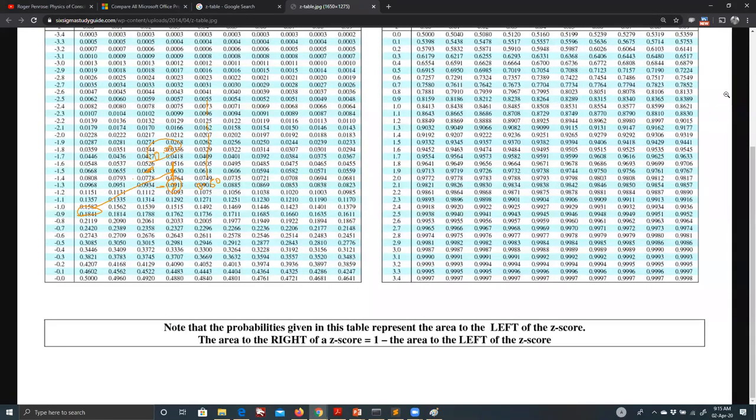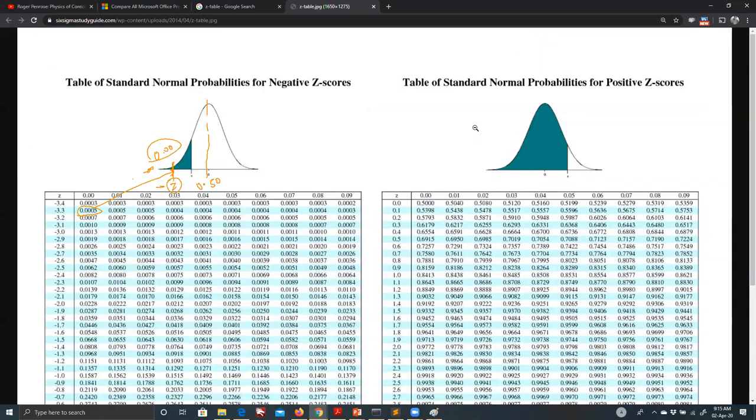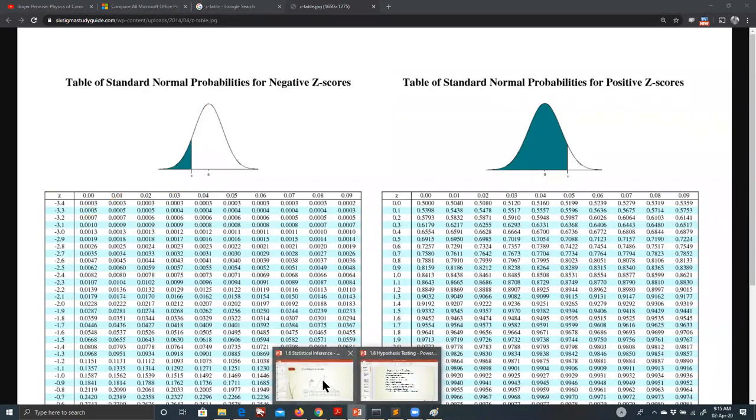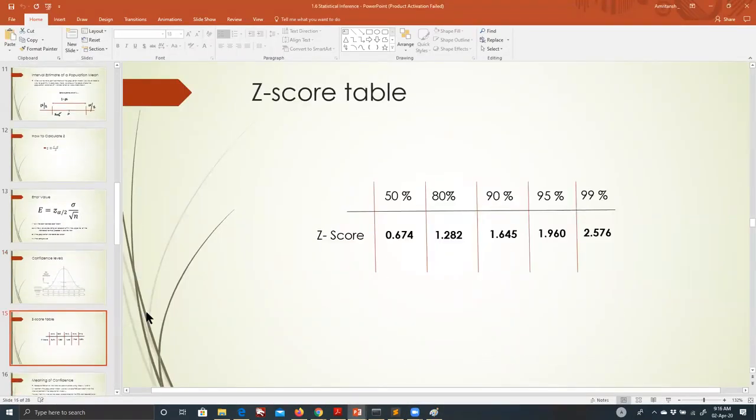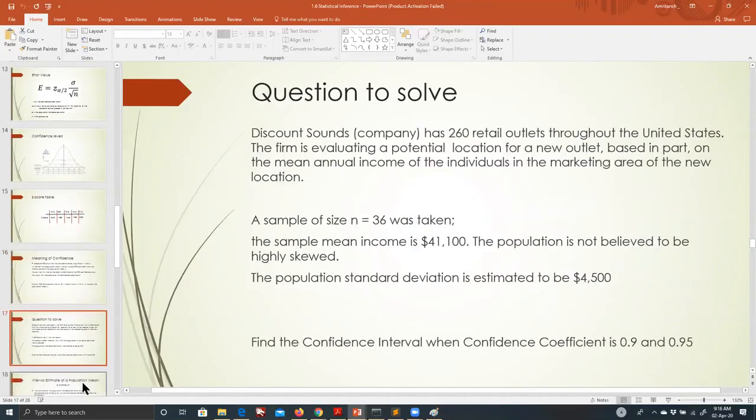Okay. The values on the left side, the first column on the z, these are the values in the first row. What are these row and column values? I will explain this, don't worry. Although there is a confidence interval already given, you know what? Let's take a question. Otherwise, you won't understand what I'm talking about. So let's try to solve this question.